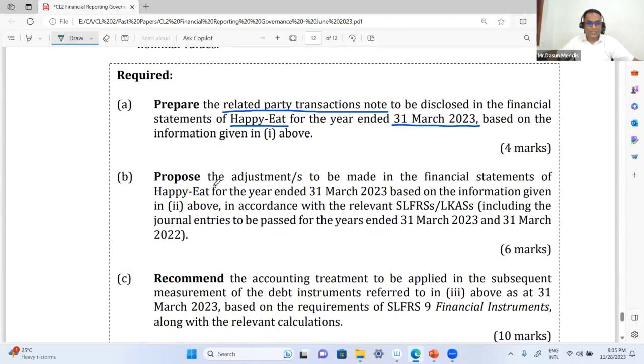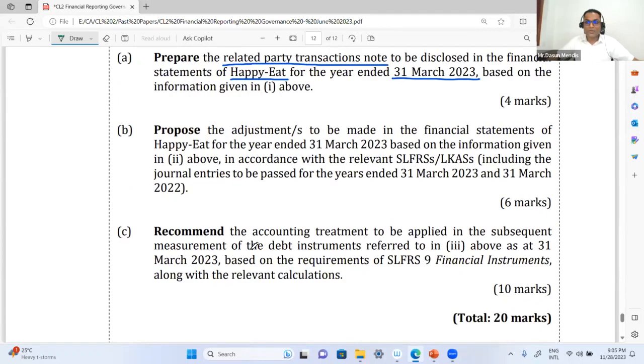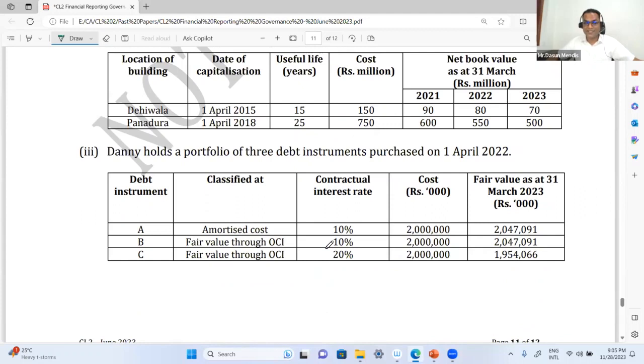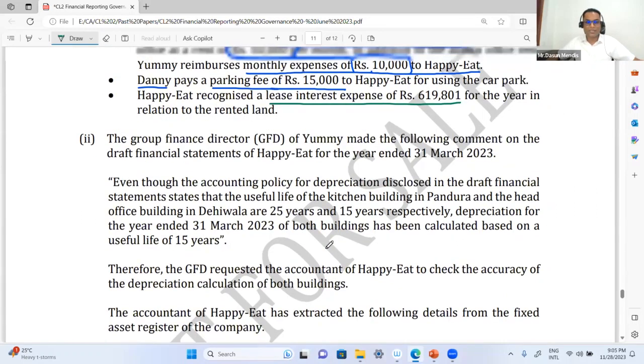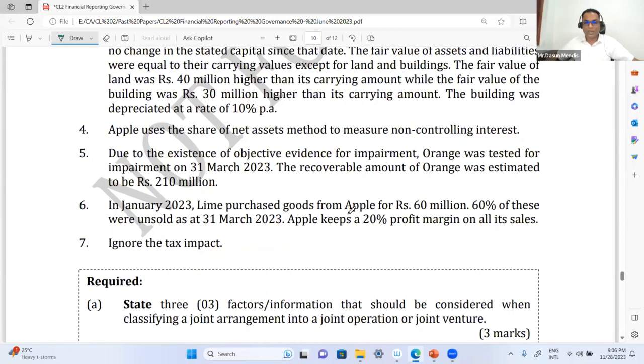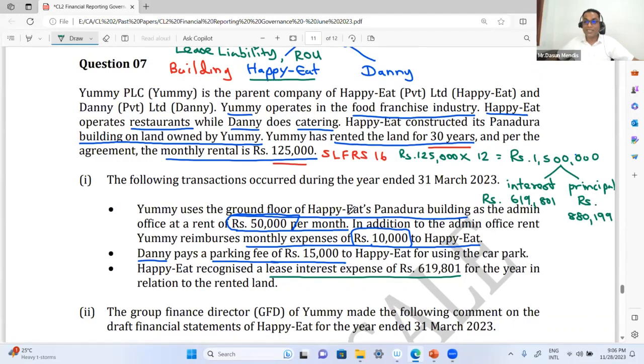The remaining two parts, part B and part C, we can do in the next session, as well as, most importantly, the consolidation question, question number 6, which involves a joint venture and a subsidiary, plus the remaining parts of question number 7. We can discuss those in the next session, scheduled on 9th December. That is a Saturday, right? Not this coming Saturday, next Saturday.